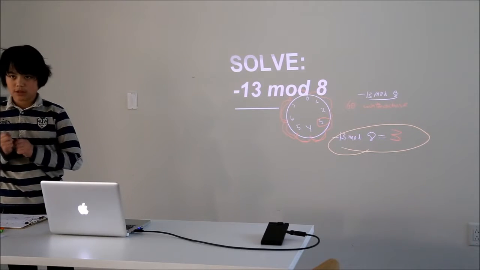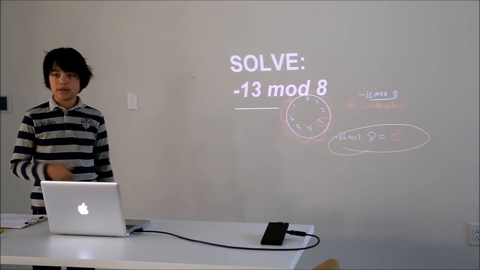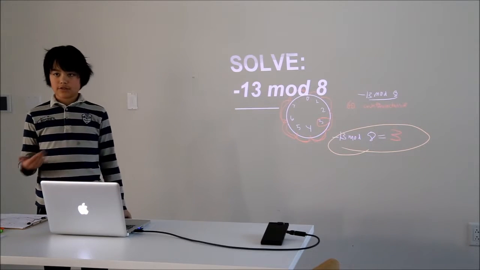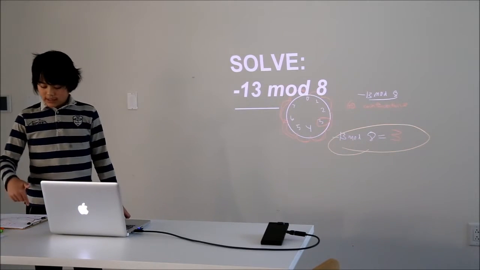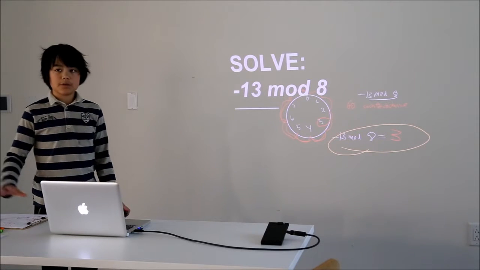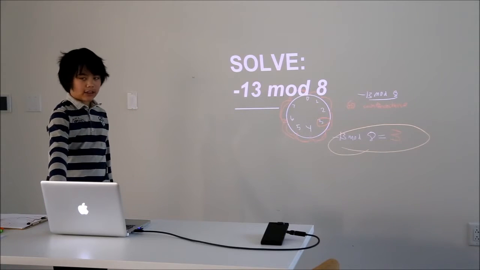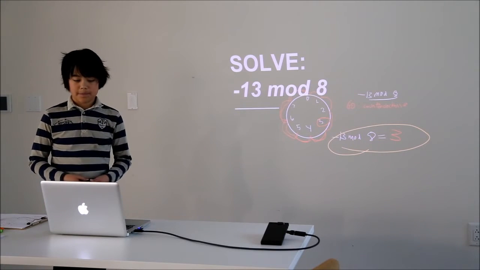How would you put this into a problem? Well, if you do negative 13 divided by 8 in your calculator, you'll most likely get a negative number, or negative x, and then you get a string of decimal numbers. What you want to do is take that negative x, get rid of the decimal numbers, and just add 3 at the end. That will be your remainder.